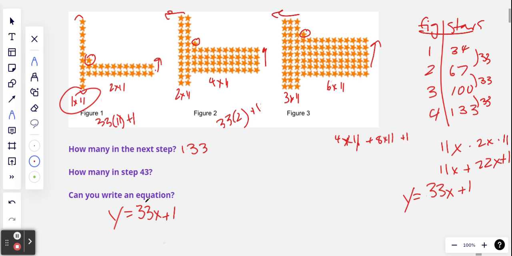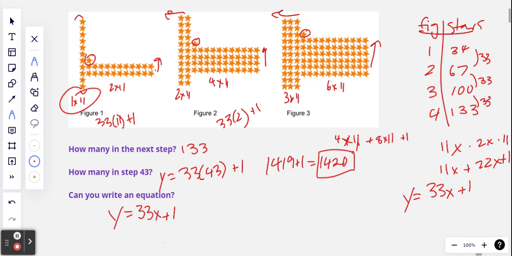I think that's the first time we've ever had a coefficient of x be that big in one of these patterns. All right, so all we have to do is plug 43 in for x to figure out the number in figure 43. So that would be 33 times 43 plus 1. Let's see, 33 times 43, I'm just going to punch this one into my calculator. That's 1,419, plus 1 would be 1,420 stars in figure 43.